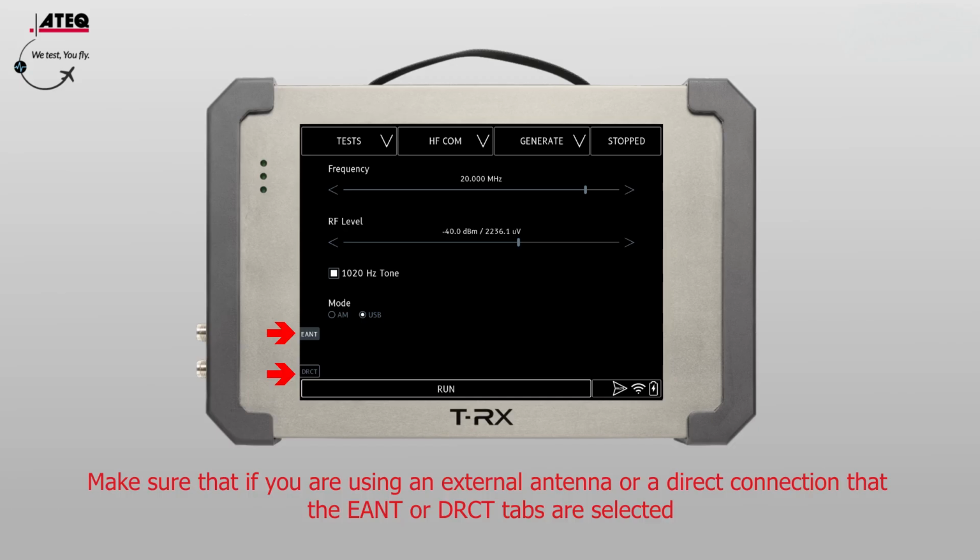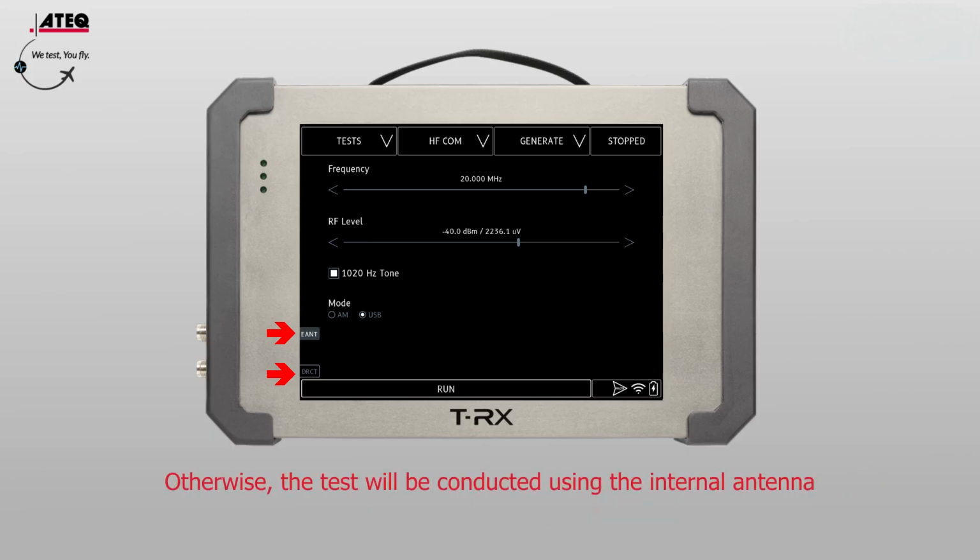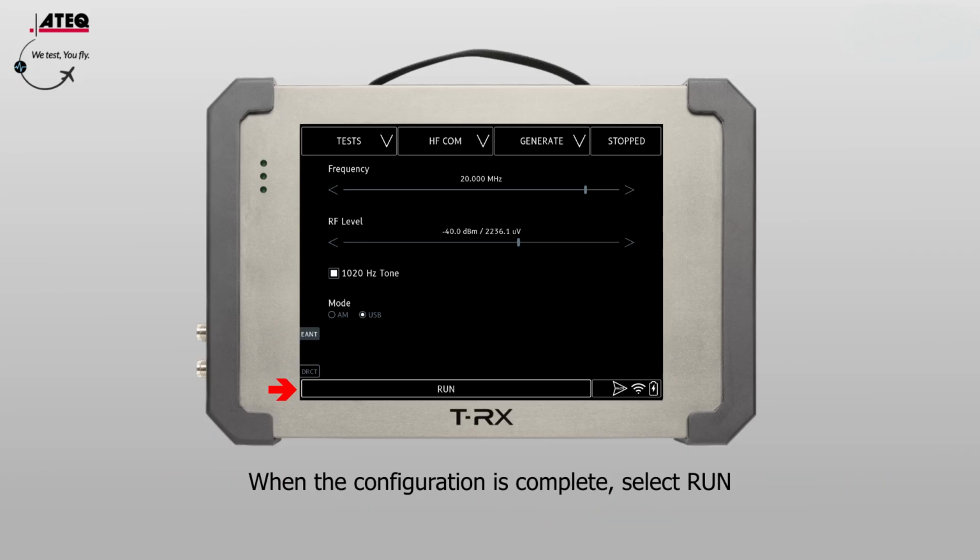Make sure that if you are using an external antenna or a direct connection that the EANT or DRCT tabs are selected. Otherwise, the test will be conducted using the internal antenna. When the configuration is complete, select Run.